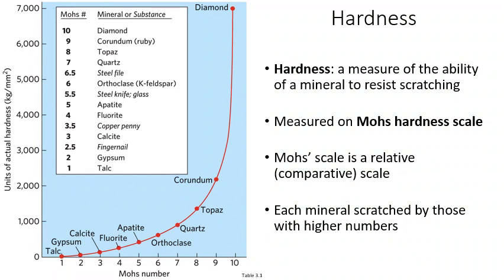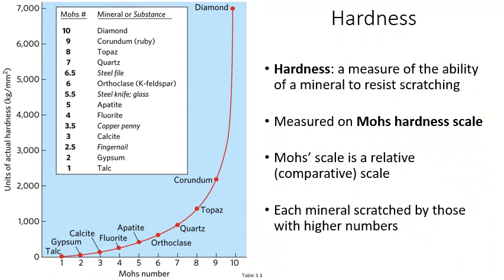So we see that diamond is the hardest mineral. That's why people say diamonds are forever. That's why people think they're somewhat indestructible, because they are harder than any other mineral on Earth. Talc is very soft. In between, we've got some common minerals like calcite, quartz, and topaz.